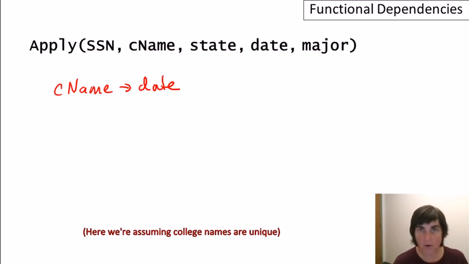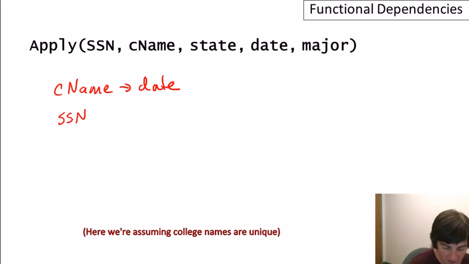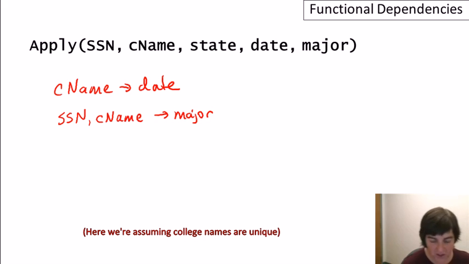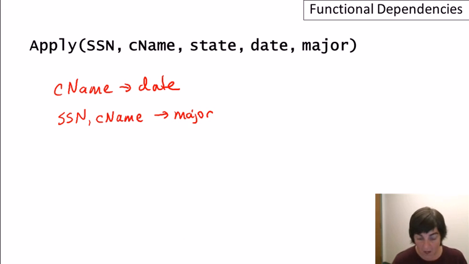Another constraint might be that students are only allowed to apply to a single major at each college they apply to. So if that were the case, this is another one with two attributes on the left-hand side, we'd say that the social security number together with the college implies the major. In other words, we cannot have a student and college combination with two different majors, and that captures that constraint.